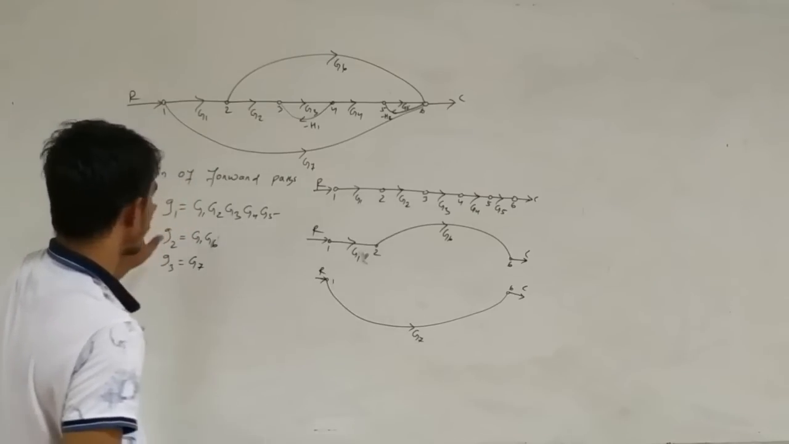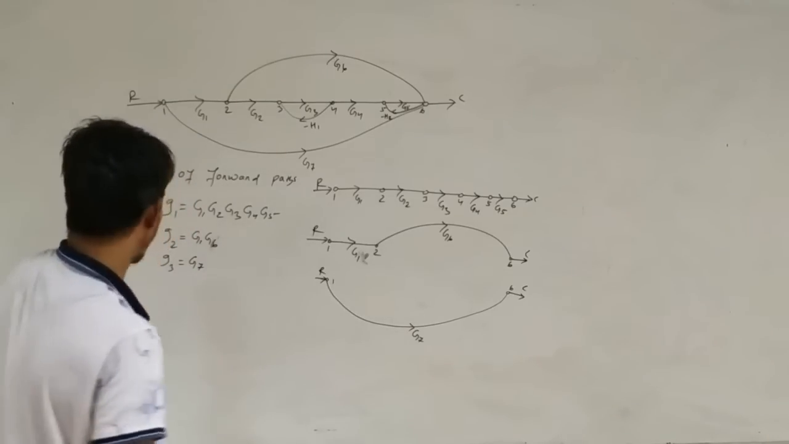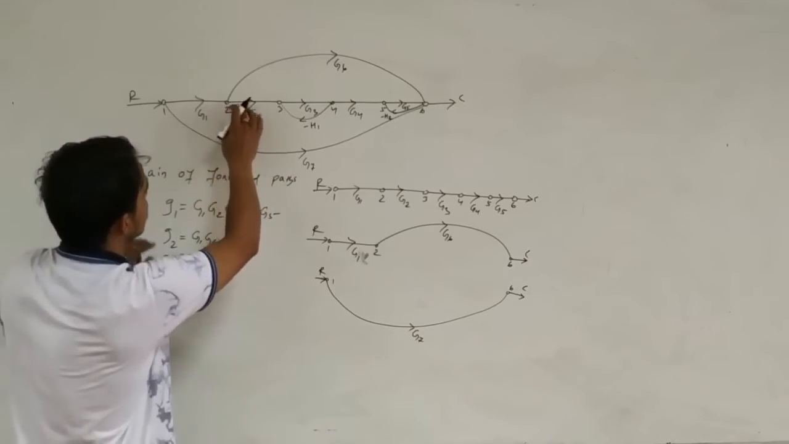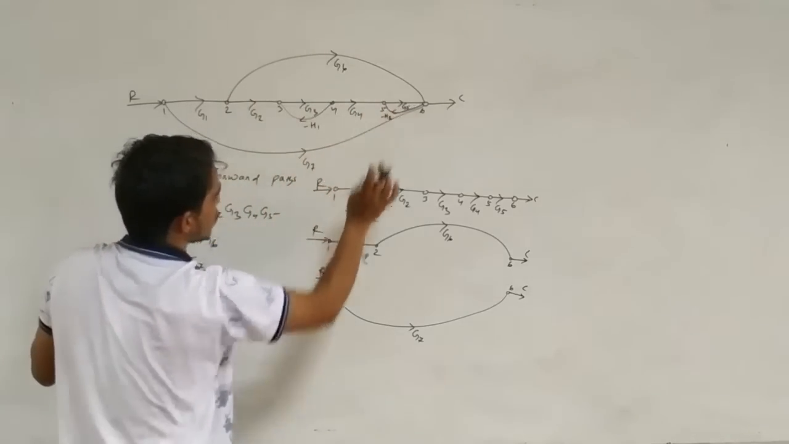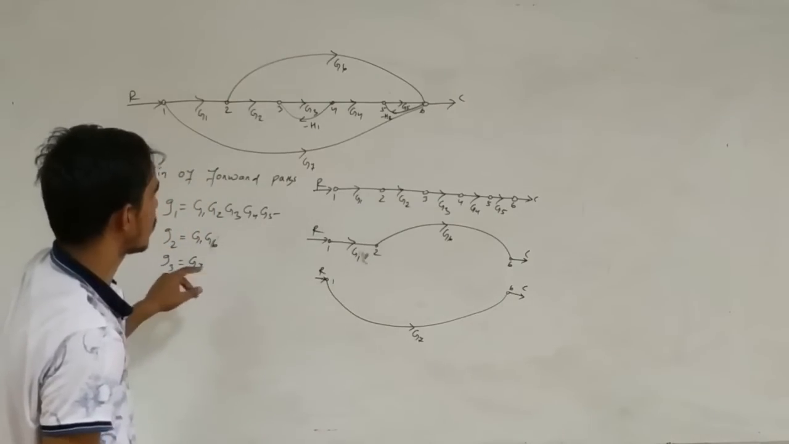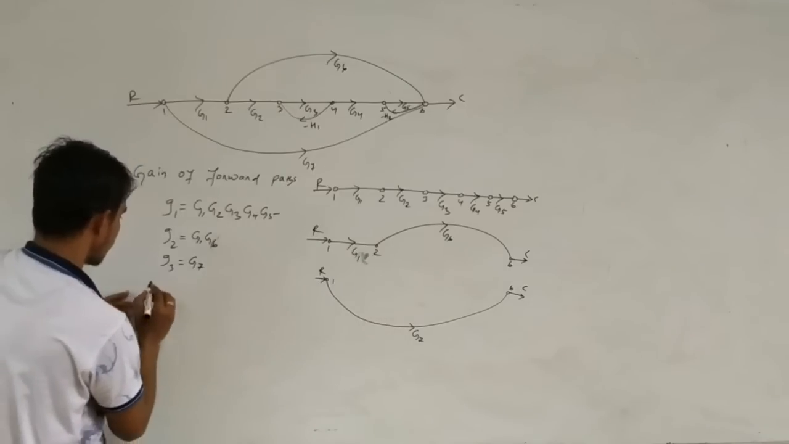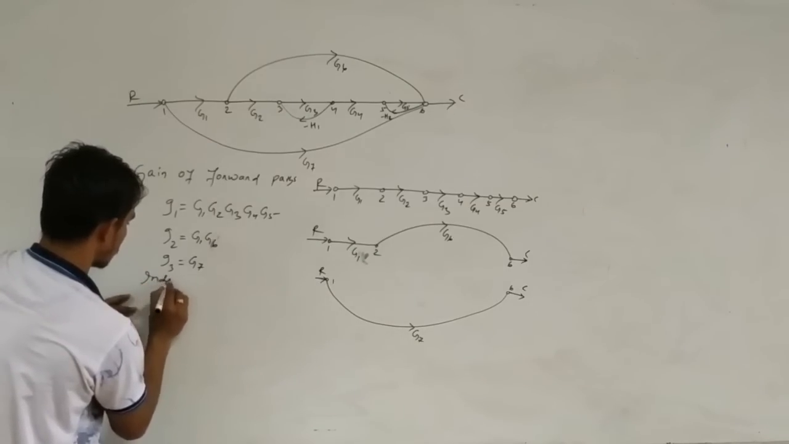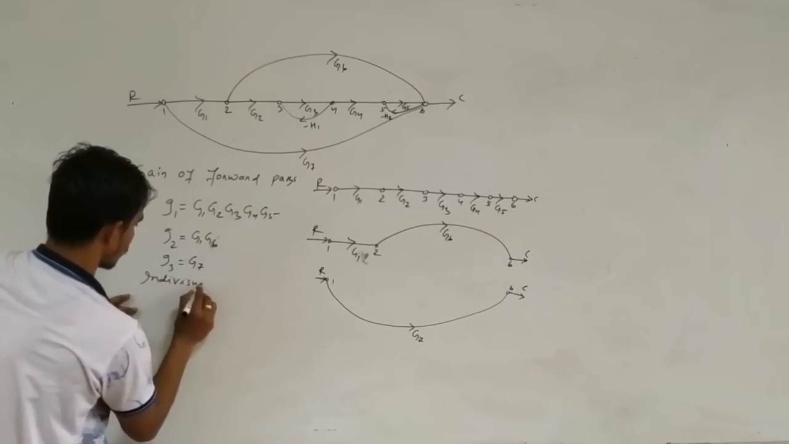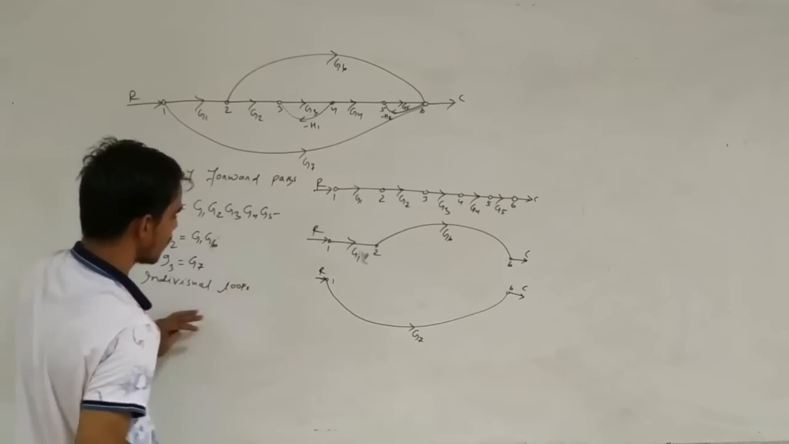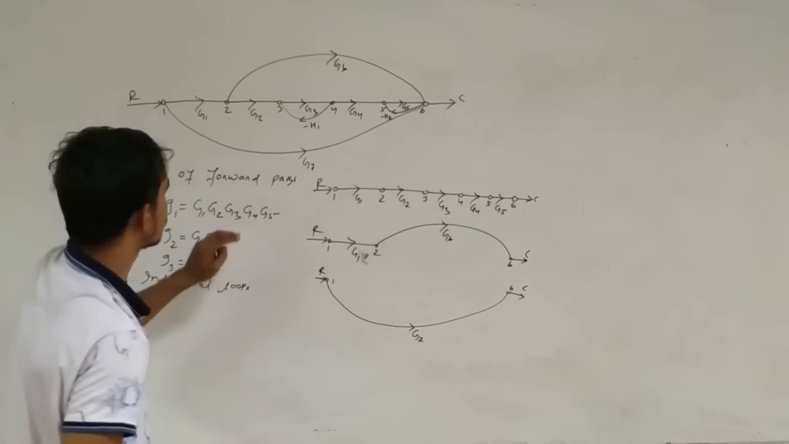Now we have to consider individual loops. Okay, so any other forward paths are there? No. See, this is feedback, this is feedback, so there is no fourth forward path. Okay, only 3 forward paths are there. Then individual loops.